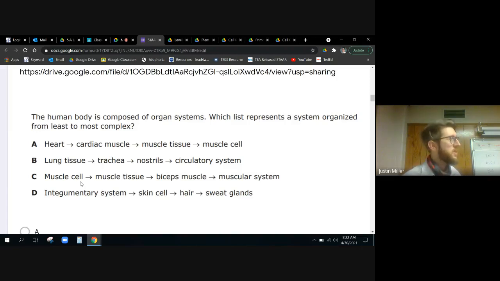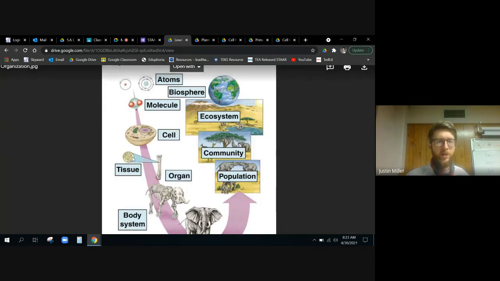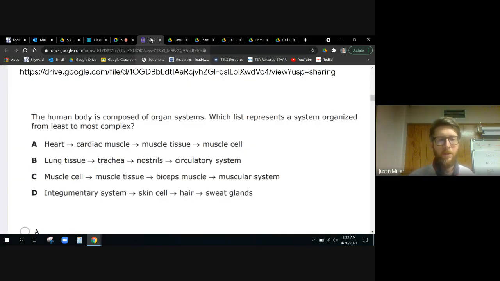Anytime you're looking for smallest to largest or largest to smallest, just look for the thing that starts with the smallest or starts with the largest, whatever it's asking for. You just have to remember that a cell is smaller than a tissue, which is smaller than an organ, which is smaller than a system. You put cells together, it makes up a larger tissue. You put these larger tissues together to make up even larger organs, like the heart. You put those organs together to make up even larger things called a system, like an entire skeletal system.